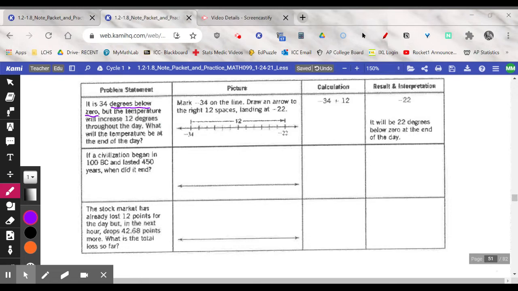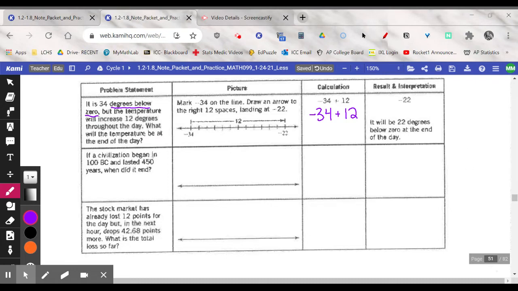We then are looking at the fact that the temperature will increase. So that means that we're adding a number. So negative 34 plus 12 on the number line, we can see that we would end at negative 22. The calculation is just writing what actually happened as an operation, so adding, subtracting, and so on. So we have negative 34 plus 12. And the result is negative 22, and we are going to include that interpretation. So this means that it will be 22 degrees below zero at the end of the day.